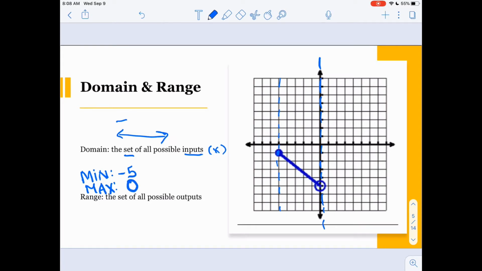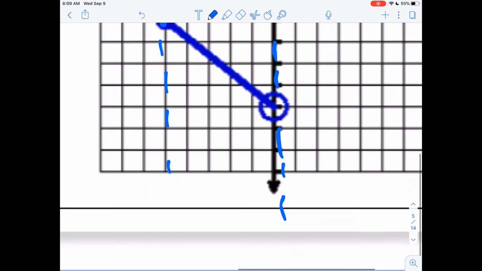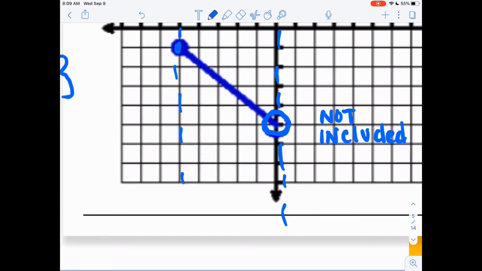So I can write my domain as the list of all x's greater than or equal to -5, but less than 0. Notice I did not use less than or equal to. That's because this point right here is an open circle. That means the 0 is not included in the domain. It is all numbers leading up to 0, but not 0.